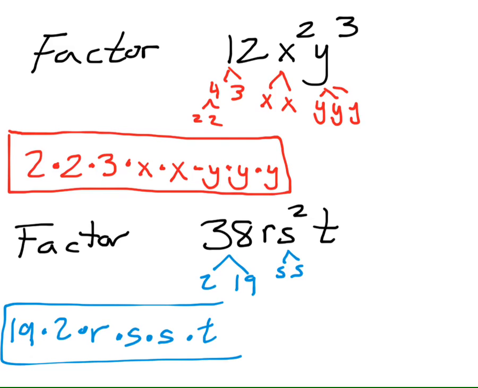So that's times T. So that is the prime factorization of 38R squared T. We're going to find the greatest common factor between, let's say, 12x squared and 16x. So what's the largest number and amount of variables that can divide both of these things?